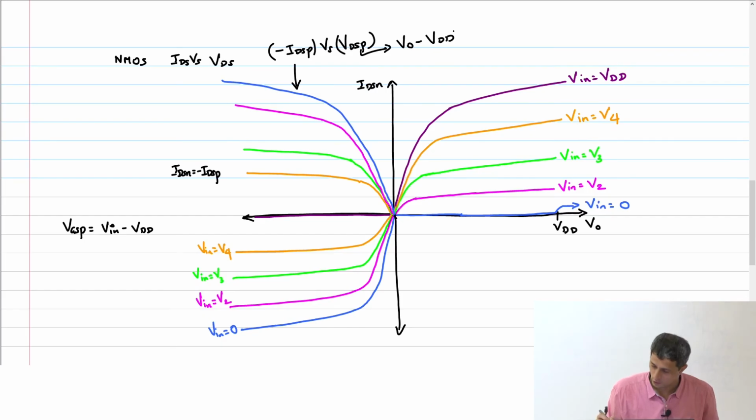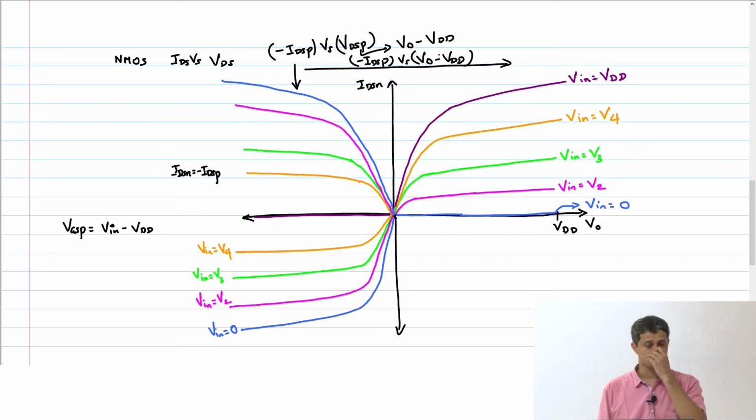So now we are going to redraw these curves quite carefully, and I am going to make this transformation of going from here to here. I am going to make this minus IDSP versus V out minus VDD, right? Or rather, it's going to be with respect to V out. Correct. Sorry, this will be with respect to V out. You're right.